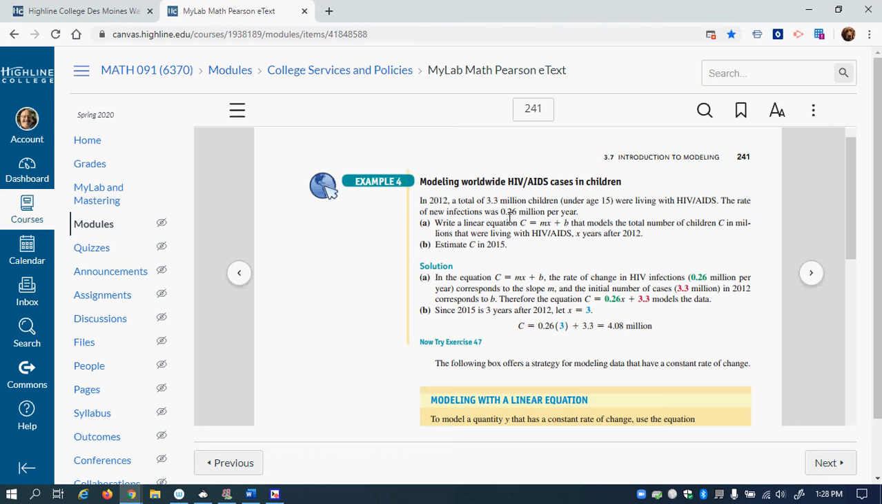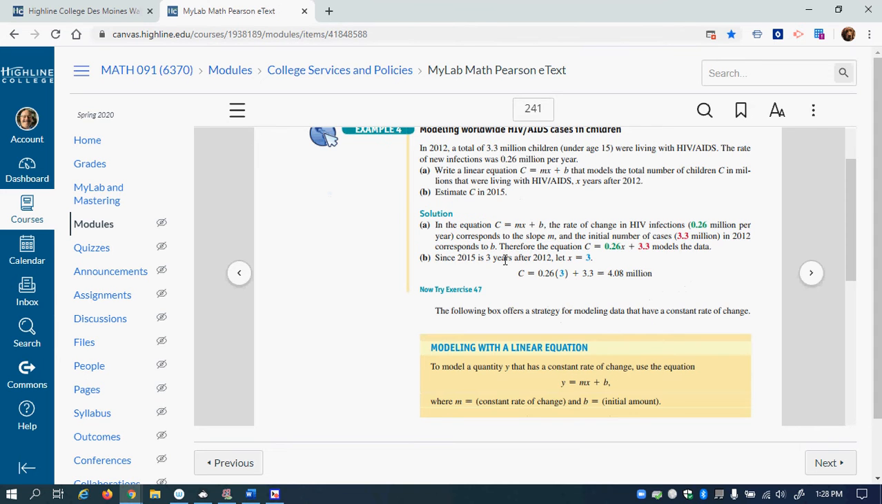And then we were told 0.26 million per year. When you see two units like this, millions is the number of children, per is the division or the line, and per year means how many occur in one year. So that told us the slope right away. That's why we could write our equation C equal to 0.26x plus 3.3.